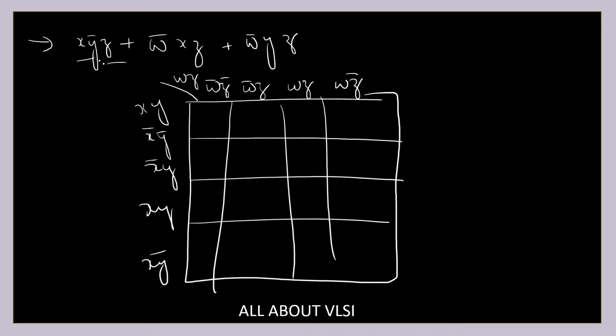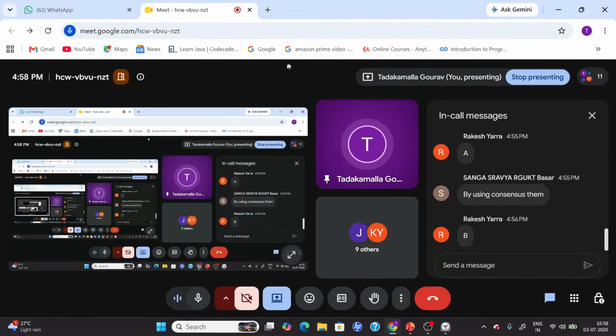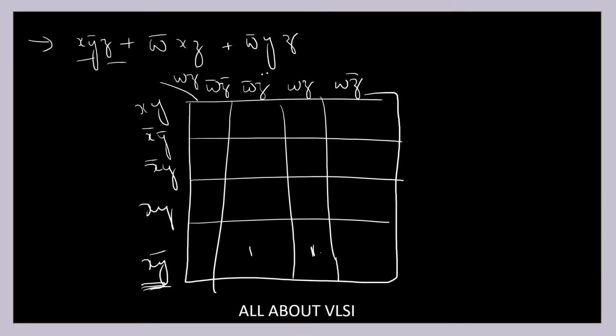So this x y bar into z, where it will be formed: x y bar is here, and I want z. Z is common in these two terms, so I can write down 1 in these two terms. So like this, by seeing the equation, I can write it down. x y bar is common in all these cells, and z is common in only these two cells, so I'm going to write down the minterms in these two cells. Or else you can convert it into standard form, and you can plot it in your K-map. That also you can do.